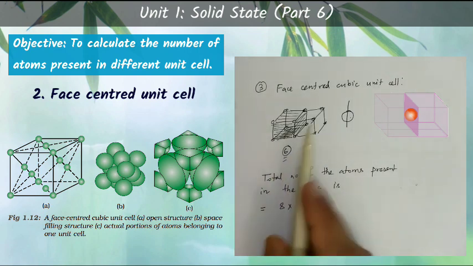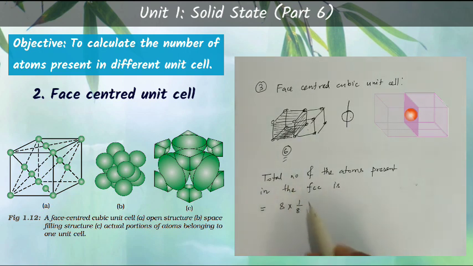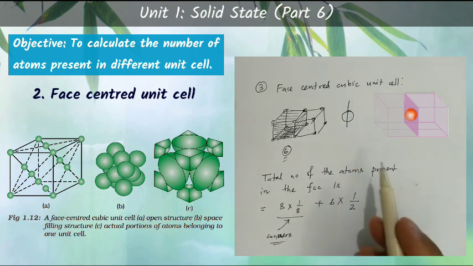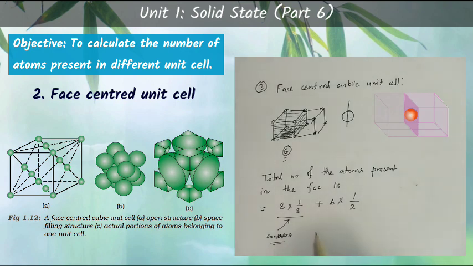So 8 corners and 1/8, because there is 1/8 contribution from each atom in case of the corner. So this will be the contribution from corners, plus a total of 6 atoms will be present on the 6 faces, into 1/2, because one half of the contribution will be coming from one atom. Understand? So your total is 1 plus 3, that means total 4.